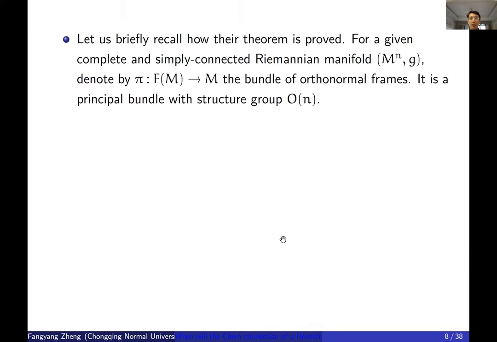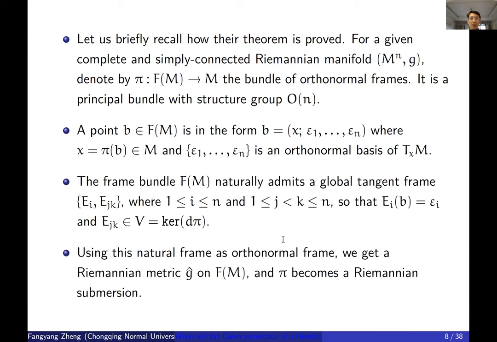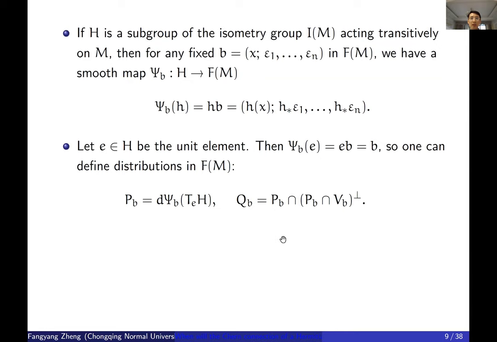The proof in the paper is actually short, with a classic flavor. Because most of the audience are experts, I will just skip this part. I outlined the proof for the sake of showing how to construct the connection from the transitive action of the isometry group, and how to walk backwards.